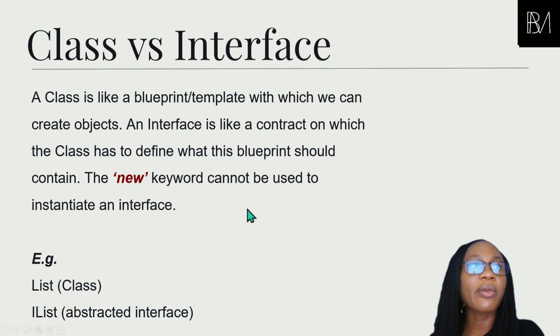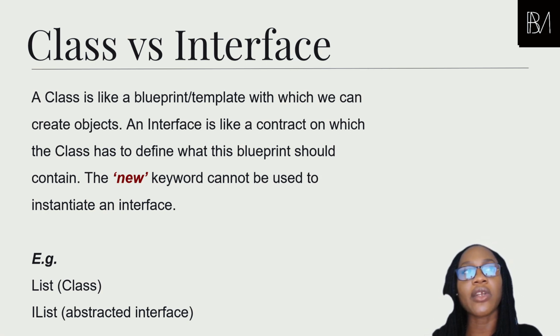This example I found on Stack Overflow is that a class is like a blueprint you can use to create new objects, but an interface is more like a contract that the class has to define what that blueprint should contain. So if the class is creating a plan, the interface is creating a contract that defines what that plan should show. I hope that explains it better.